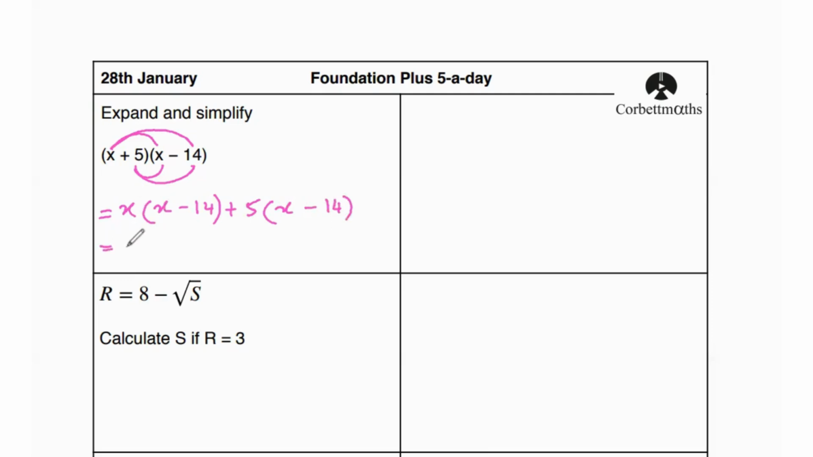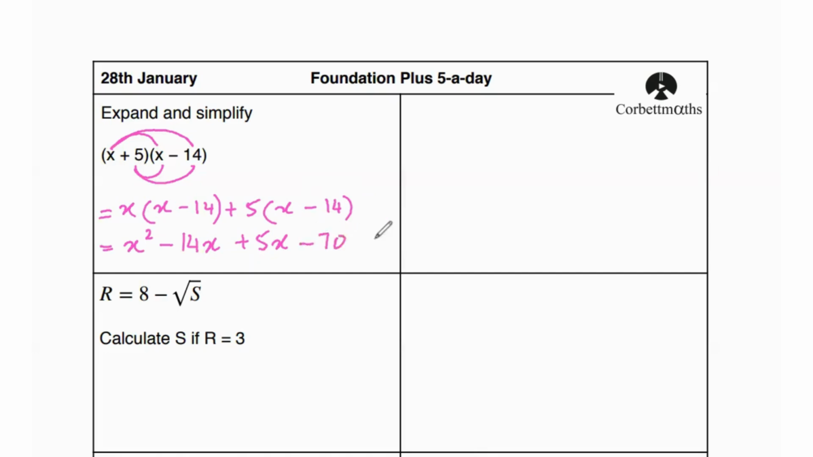Now, x times x is x squared, which we have talked about before as well. When we're multiplying variables, the power changes. But when we're adding variables, the power does not change. Similarly, x times negative 14 is negative 14x. Then plus 5 times x is 5x. And plus 5 times negative 14 is going to be negative 70.